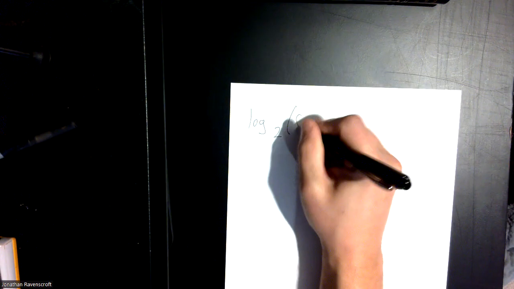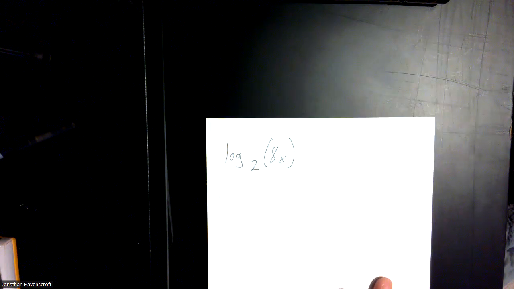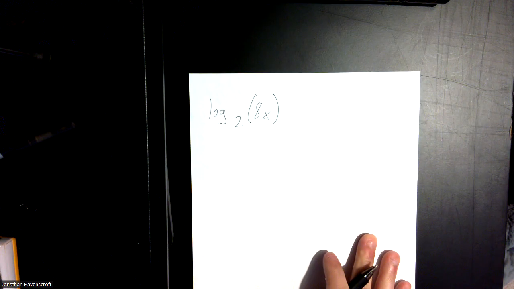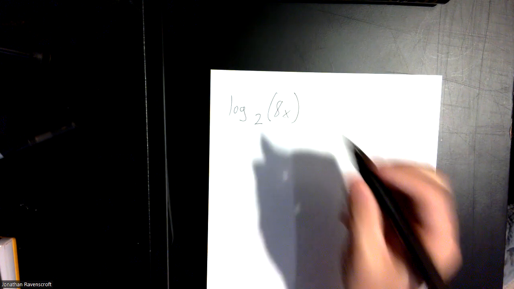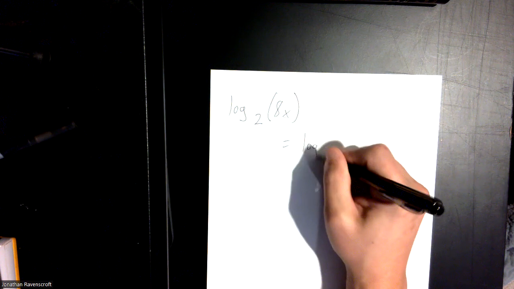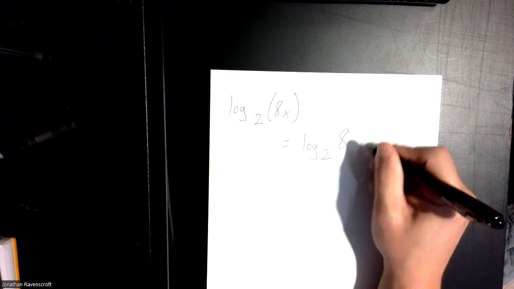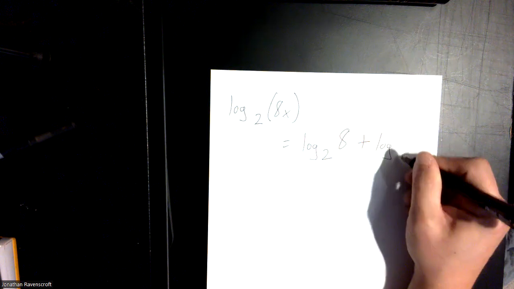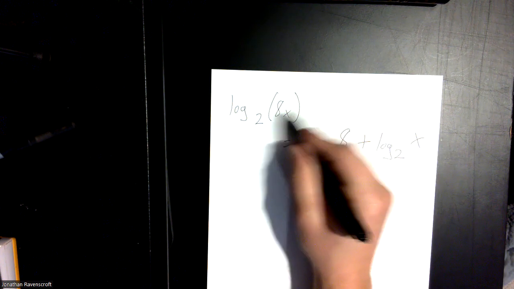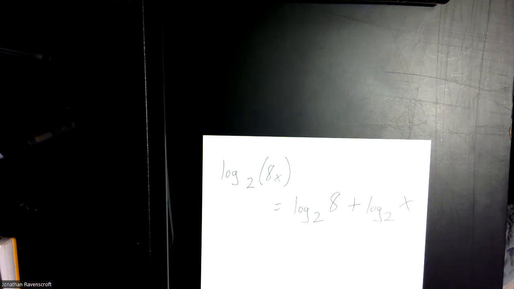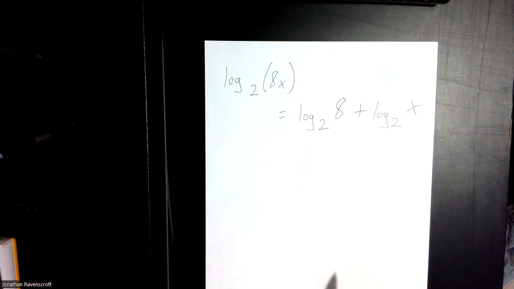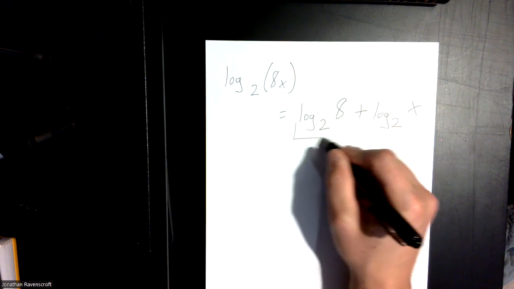Let's say I have log base 2 of 8x. Well, this is a product. What I'm going to do is rewrite this as log base 2 of 8 plus log base 2 of x. This is multiplication. I turned it into addition. Okay, now, it doesn't mean we're done yet. Let's see if we can simplify.